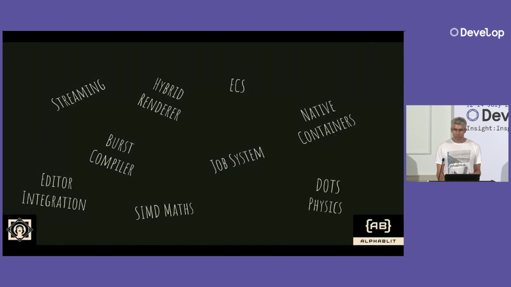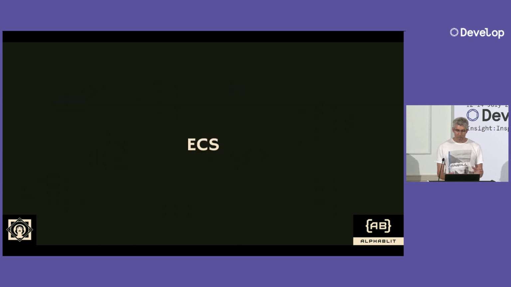DOTS isn't really a single thing. It's a grab bag of new systems that are delivered via the package manager, so it's not shackled to Unity's release schedule. And some of these aren't specific to DOTS. For example, native containers you can use in classic Unity projects. So just to go into some very light detail on the ECS, this is the beating heart of DOTS, and it's an abbreviation of entities, components, and systems.